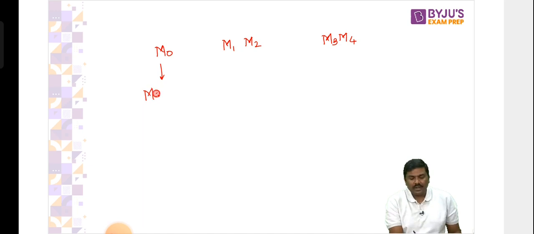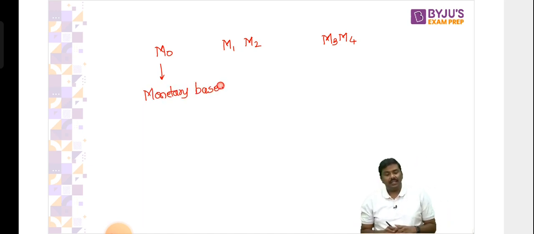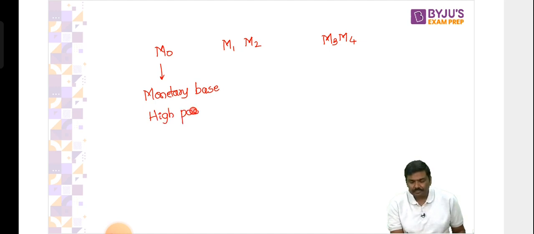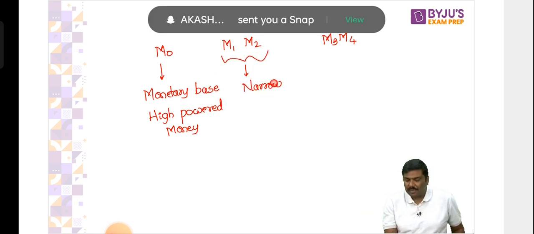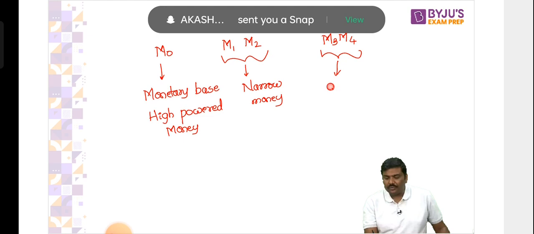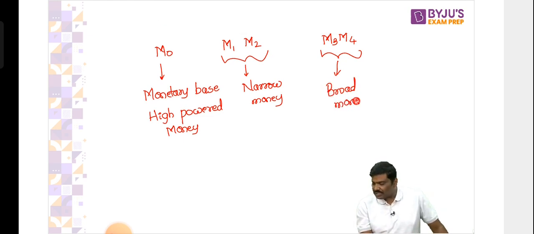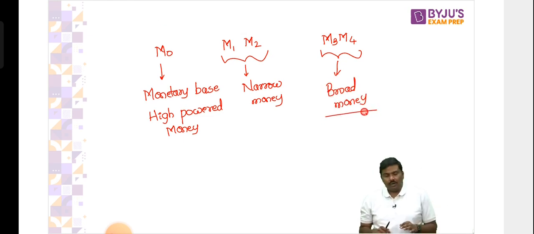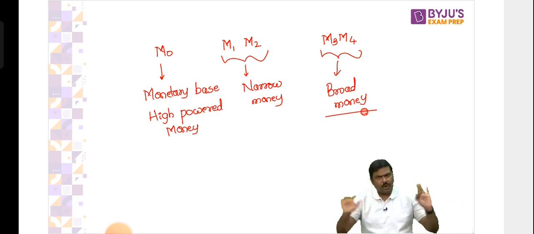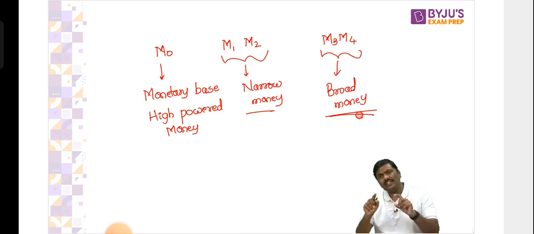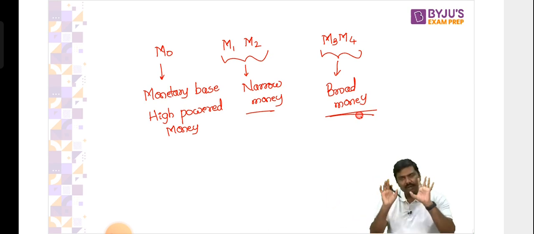M0 is referred to as monetary base. Remember, the terminologies can be asked by UPSC. M0 is referred to as monetary base. It is also referred to as high powered money. Why? We will understand all of it one by one. M1 and M2 are called narrow money. M3 and M4 are referred to as broad money. All these terminologies are important. Remember them. M0 is monetary base or high powered money. M1 and M2 narrow money. M3 and M4 broad money. Now, on what basis do we call them like this? Why do we call M3 broad money? Why do we call M1 narrow money? We'll understand it. Just give me some time.